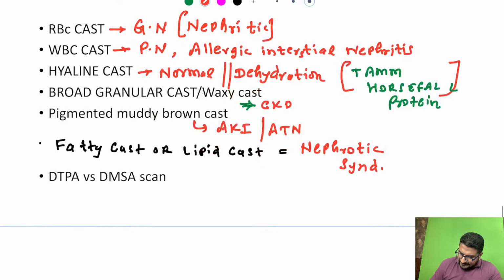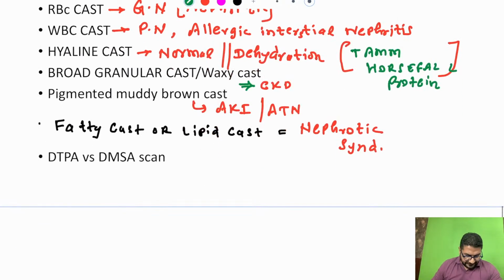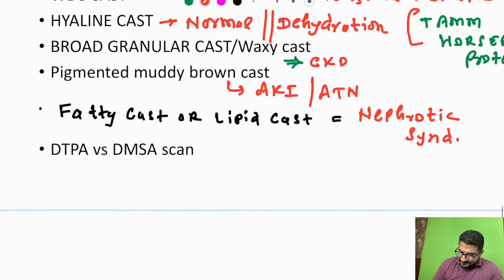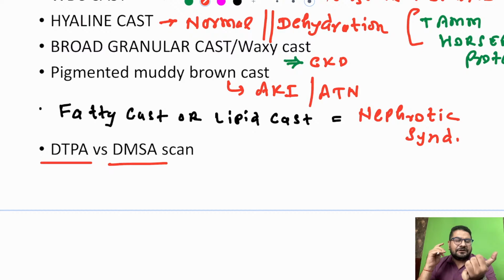Now understand this thing. DTPA, we have two scans, DTPA scan and DMSA scan. Understand this once. So normally we have two tests: urine routine microscopy and KFT.